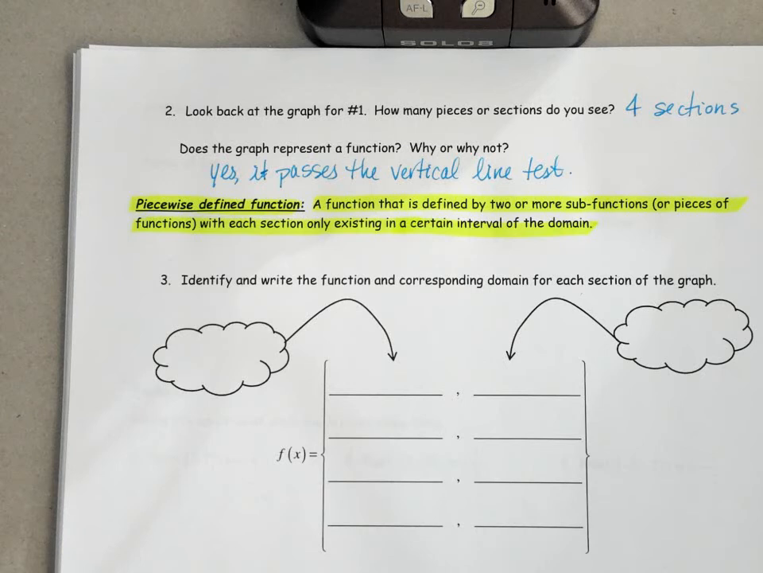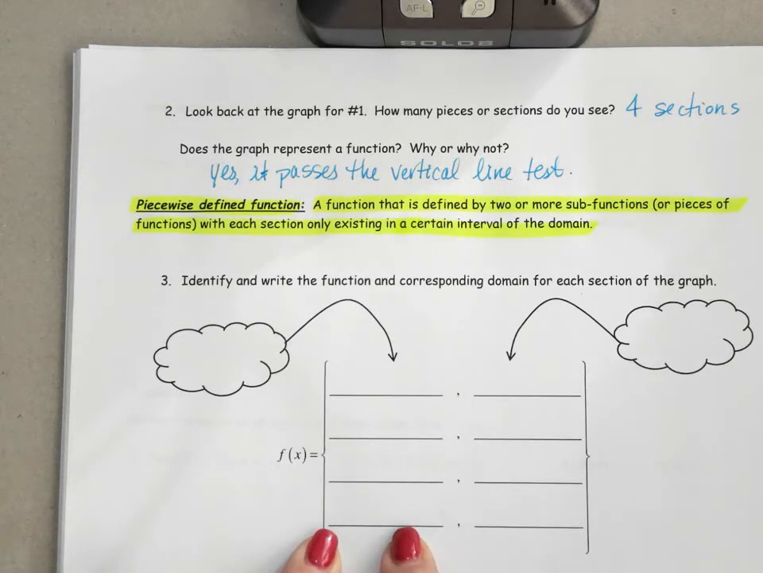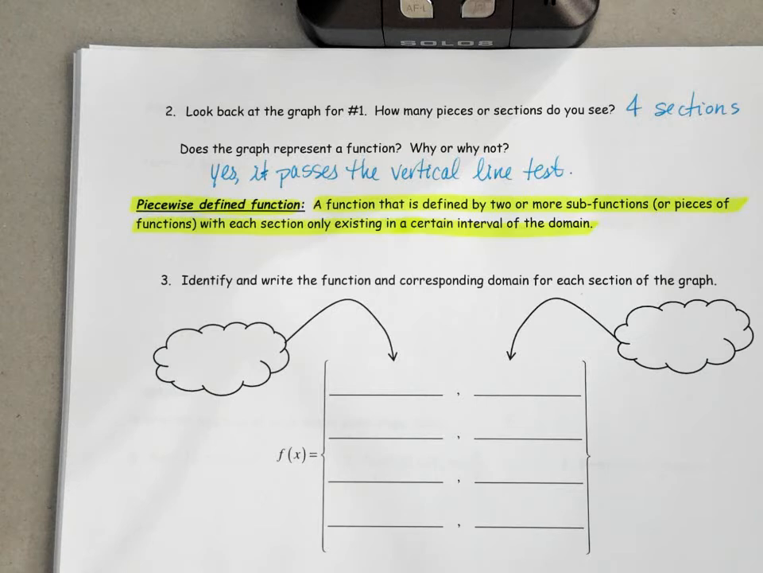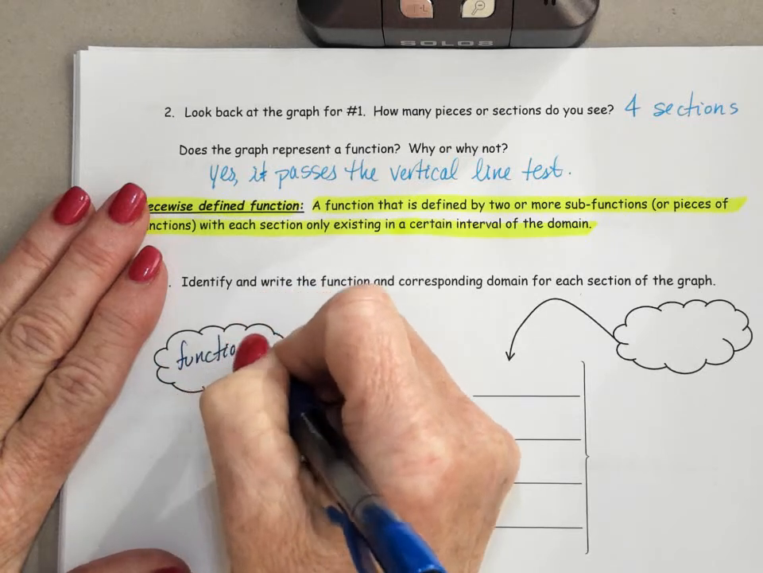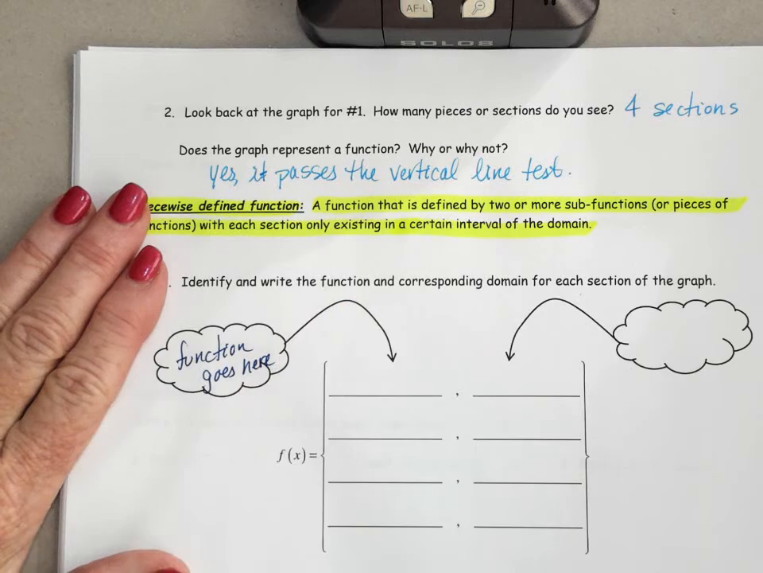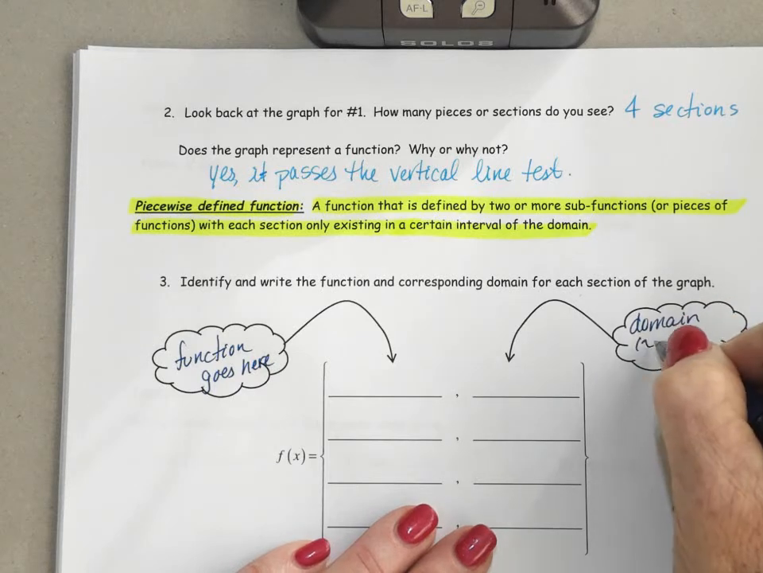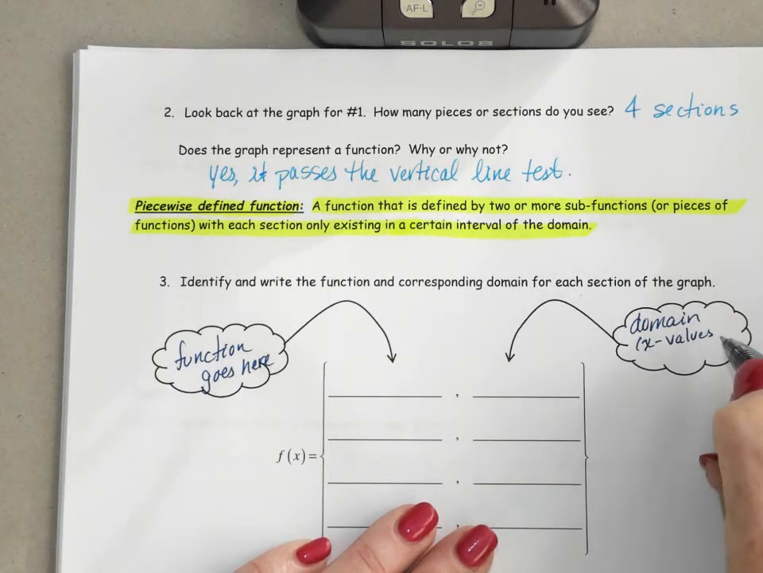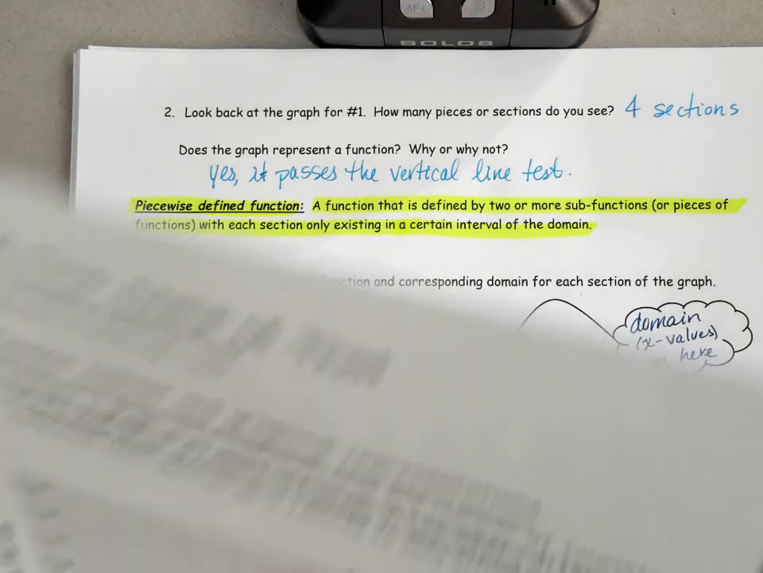All right. When you write a piecewise defined function, we have f of x here, but we've got those 4 pieces. And on this beginning part, that's where you're going to write the function. Function goes here, and the domain values go here.